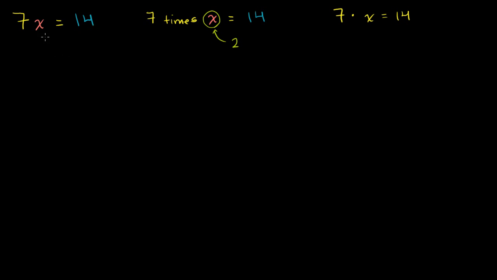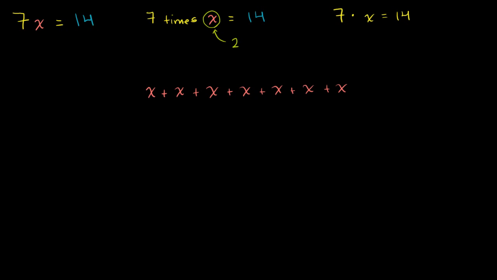Now, to understand how you can manipulate this equation to solve it, let's visualize this. So 7 times x, what is that? I'm just going to rewrite this equation, but in visual form. 7 times x literally means x added to itself 7 times. That's the definition of multiplication. So it's literally x plus x plus x plus x plus x, that's 5 x's, plus x plus x. So that right there is literally 7 x's. This is 7x right there.